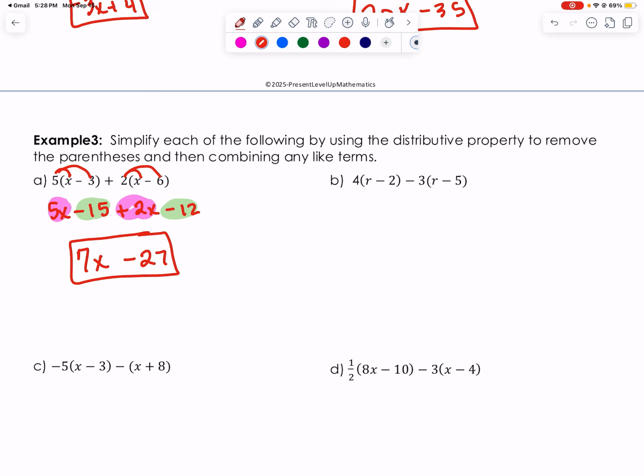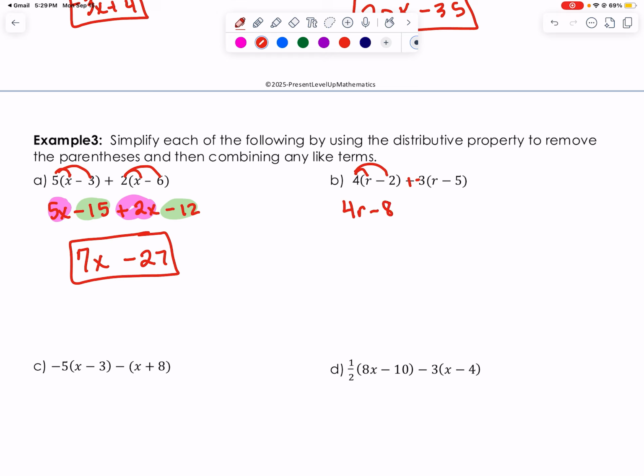All right, let's try that again. In problem B, we have 4 times the quantity r minus 2 minus 3 times the quantity of r minus 5. Now, when there's a minus between the two parentheses, sometimes it's a little bit easier if you write it as an addition problem. So addition of the opposite. So this is the same thing as plus negative 3. So we distribute a negative 3. All right, so let's start by multiplying the 4 times r minus 2. So 4 times r, 4r. 4 times negative 2 would be negative 8.